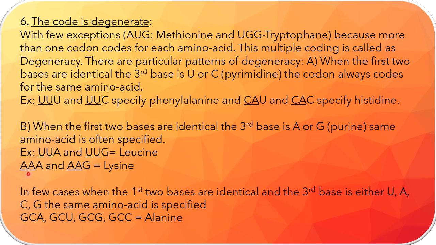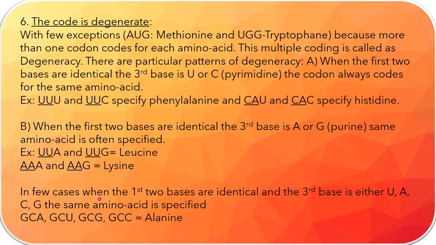In this case, AAA and AAG, you can see here the first two bases are identical, but the third base here is A and here it is G. That means they are purines, and thus they will code for lysine. So this is the sixth characteristic of the genetic code, that is the code is degenerate. That means multiple coding is there, and we call it degeneracy.